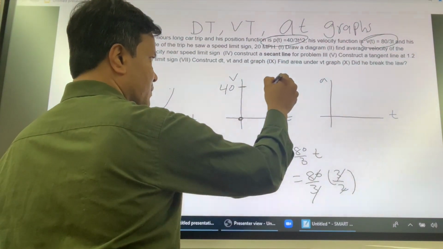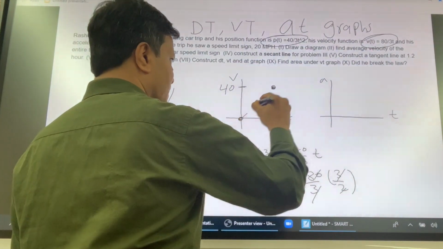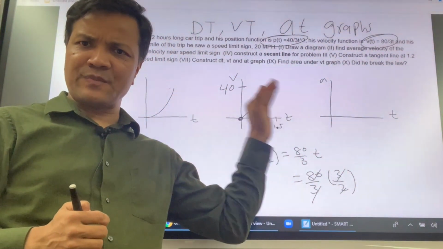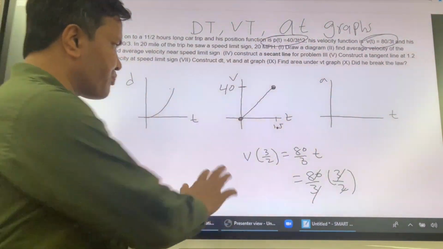So you need 2 points to draw a line: 1.5 comma 40. Now you connect them. So this is your velocity.